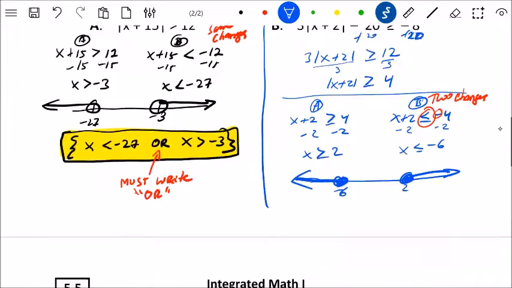And here it doesn't overlap. They go in opposite ways. So here we will write x is less than or equal to negative 6, or x is greater than or equal to 2.